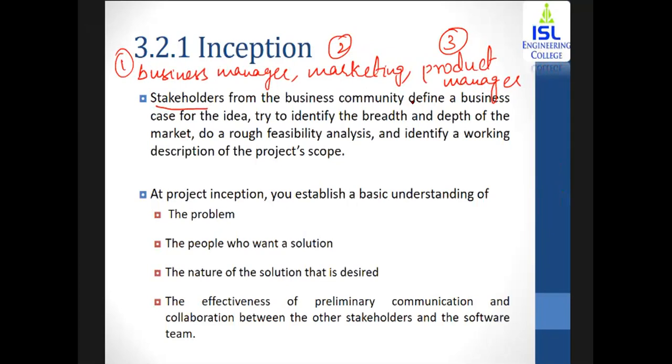All the stakeholders are going to identify the breadth and depth of the market. That is, you're going to identify how building this particular software is going to affect the market, and how they are going to benefit out of it. That is a rough feasibility analysis. By doing this, you can identify the project scope, and how it is going to benefit the organization. So within the inception phase, all the stakeholders are identified, and they do a feasibility analysis. Within this feasibility analysis, they identify the project scope.